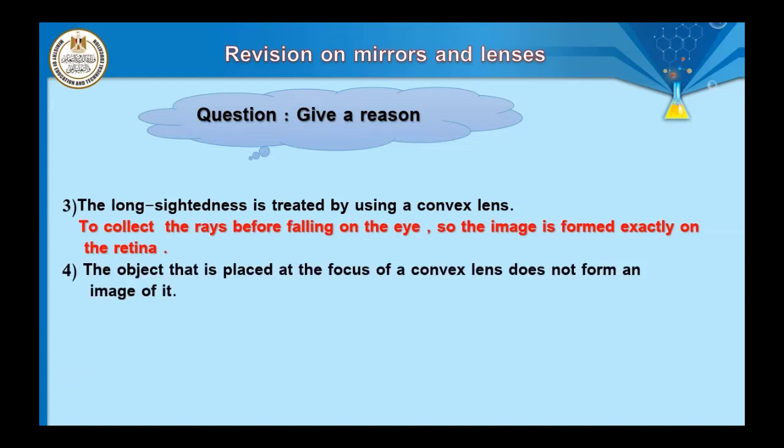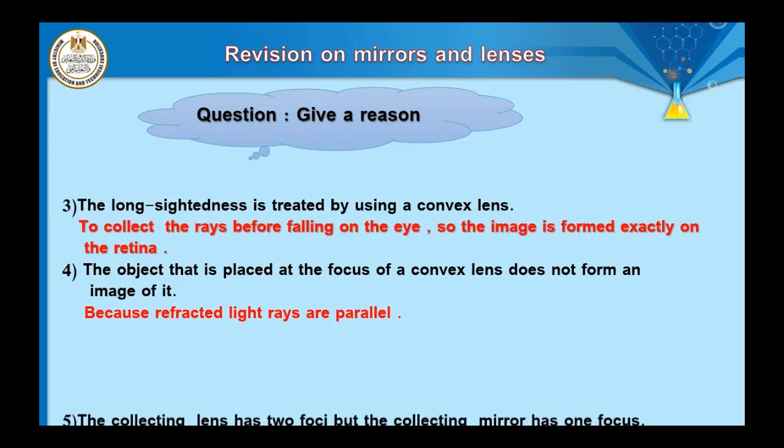Number 4. An object placed at the focus of a convex lens doesn't form an image. When the object is placed at the focus, this means that no image will be formed. Why? Because the refracted light rays are parallel.